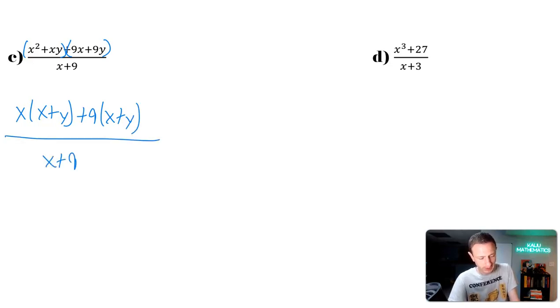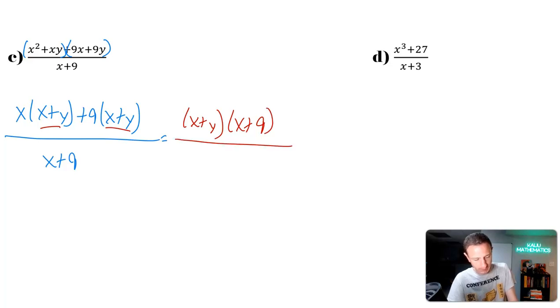Over x plus 9. And then we're not done factoring the top, though, because this is factored by grouping. So we just grouped. We factor out the GCF. Now we could factor out the x plus y. So I'm going to take out x plus y and x plus 9, and then I'm left with x plus 9. So we have x plus 9 canceling, leaving me with x plus y.